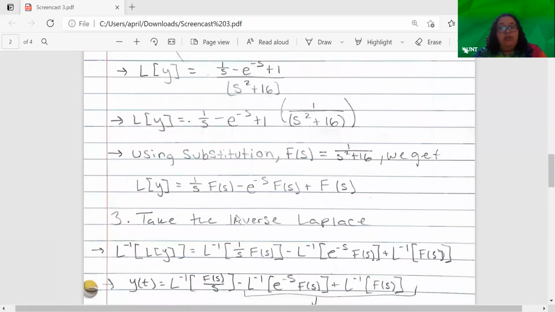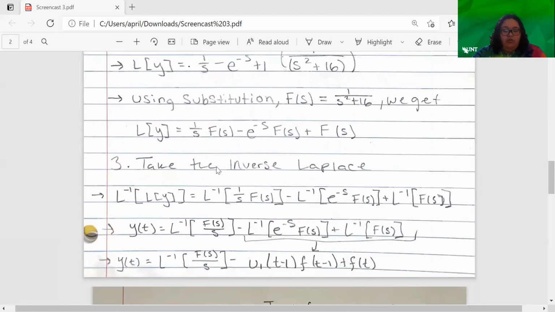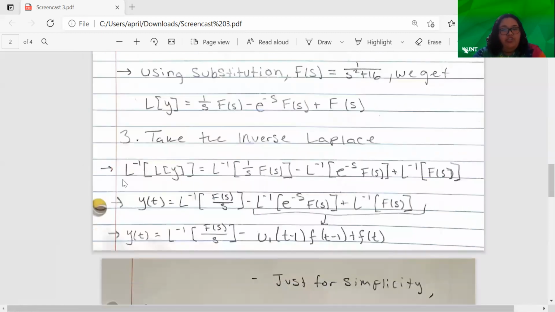That leads us to step 3, where we take the inverse of the Laplace. This is very similar to step 1, where we took the Laplace transform of each term. Now we're doing the same thing, except it's the inverse Laplace. Here we have the inverse of each term, and we set this equal to y of t, which is going to be our answer at the end. For this part, we're separating it into two parts: taking the inverse of this first term right here, and then taking the inverses of these last two terms.